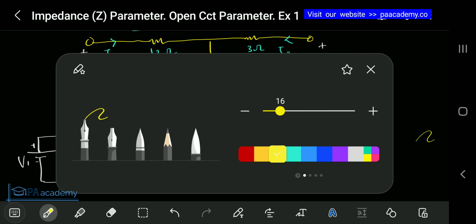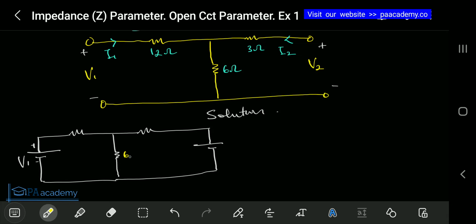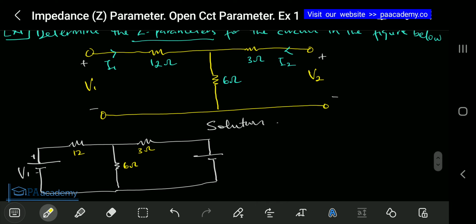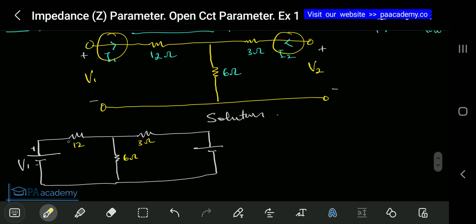Okay, so let me also add the values. So this is 6 ohms, this is 3 ohms, and this is 12 ohms. Now, like I said, you need to pay attention to the polarity. If you look at the question, the polarity is already given. This is towards this direction. Exactly. So that's the direction I would also like to assume to avoid any form of mistake. So that means this is the direction here for I1 and this is the direction for I2.